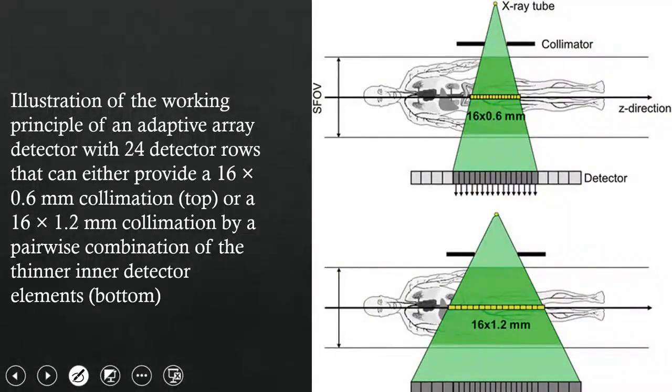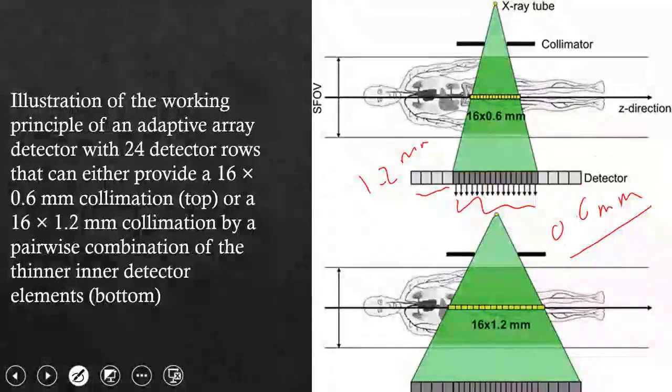For example, this image I have here has 24 detector rows. Okay, there is a group of detectors in the middle with a thickness of 0.6 millimeter. The large detectors we are seeing are 1.2 millimeters. Now, if I say I want to work with 16 at 0.6 millimeters, I will be working on the part in the middle. This is the part that has the active elements, or the active detectors that I will be working on.